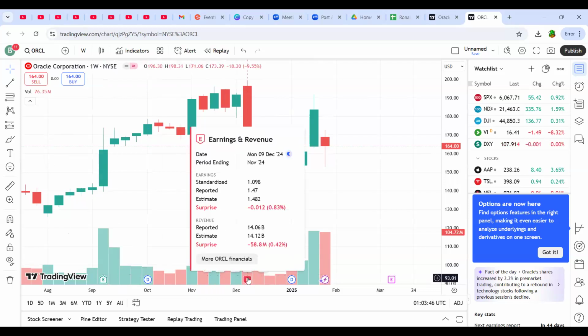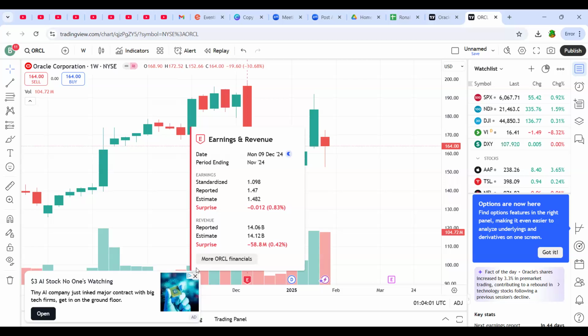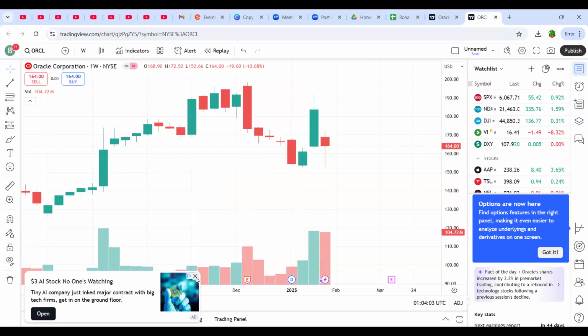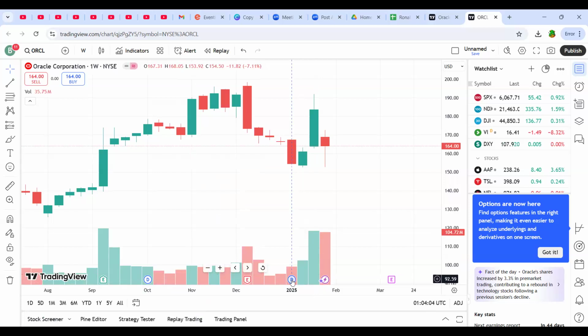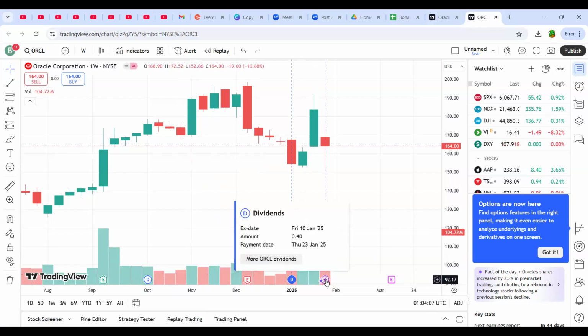Here's another earnings that came out. This earnings came out on the 9th of December, and they had a miss. They missed their earnings by just under 1%, and they missed on their revenue by under 0.5%. So not a big miss on either. A miss, but not a big miss, right? Paid their dividend, and then something here interesting.